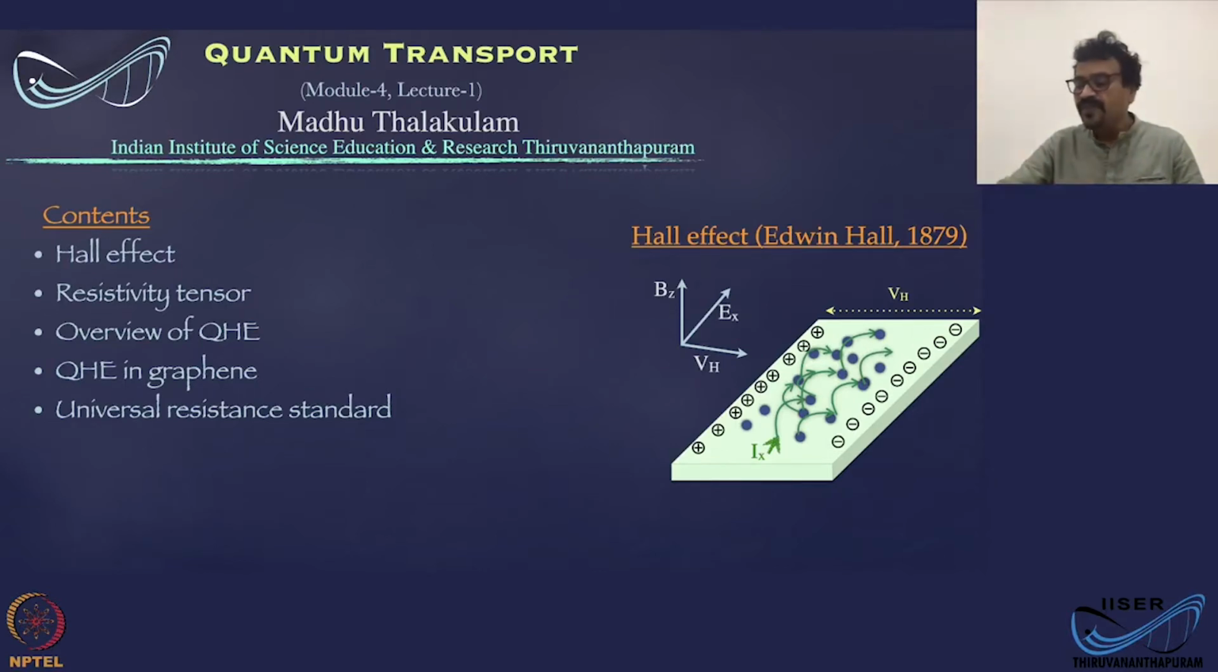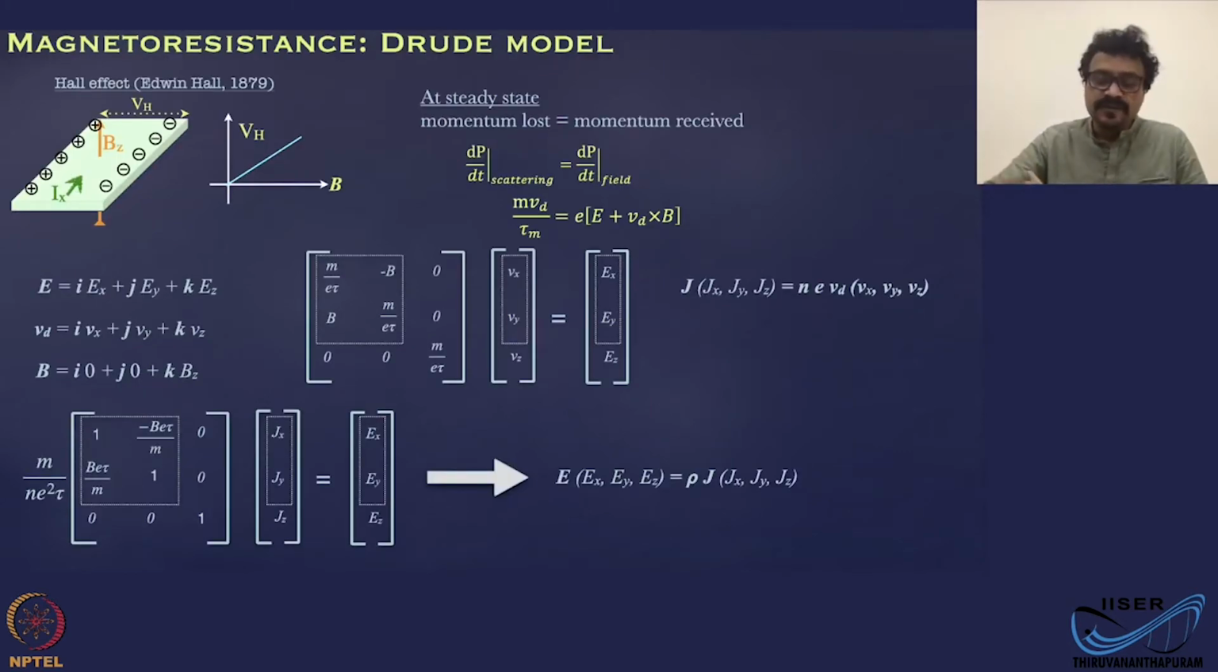All right. This is the picture of the sample, where you have a magnetic field applied perpendicular, and an electric field which is driving the current Ix. The quantum Hall effect is slightly different. That applies to a two-dimensional system, but in this case we are considering a three-dimensional material.